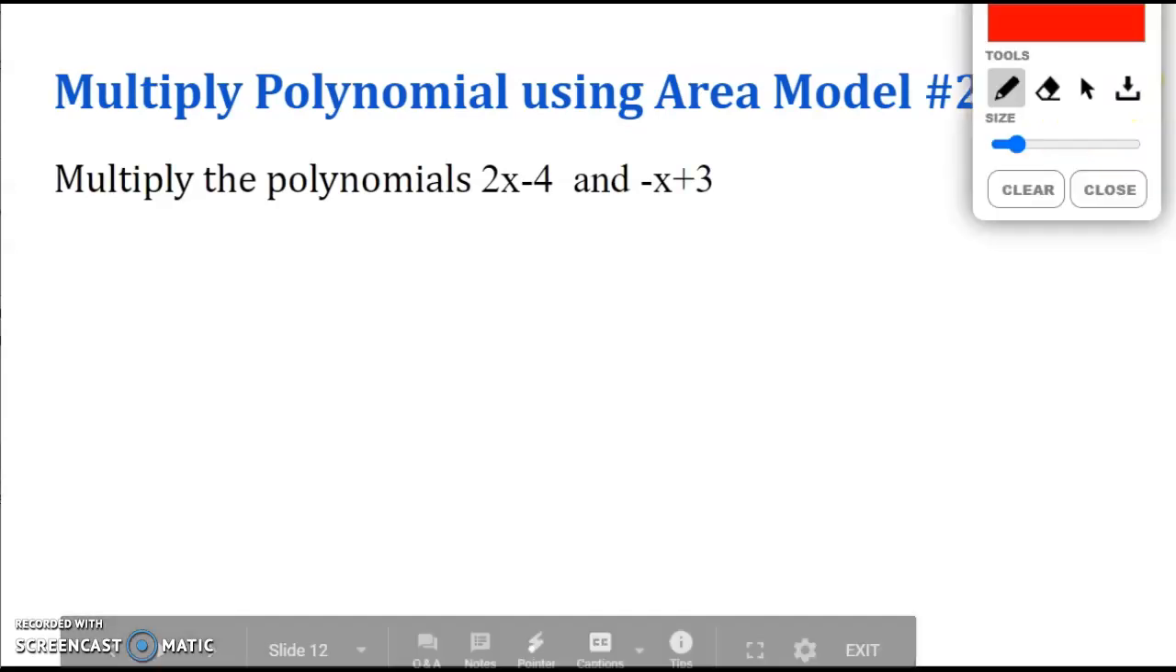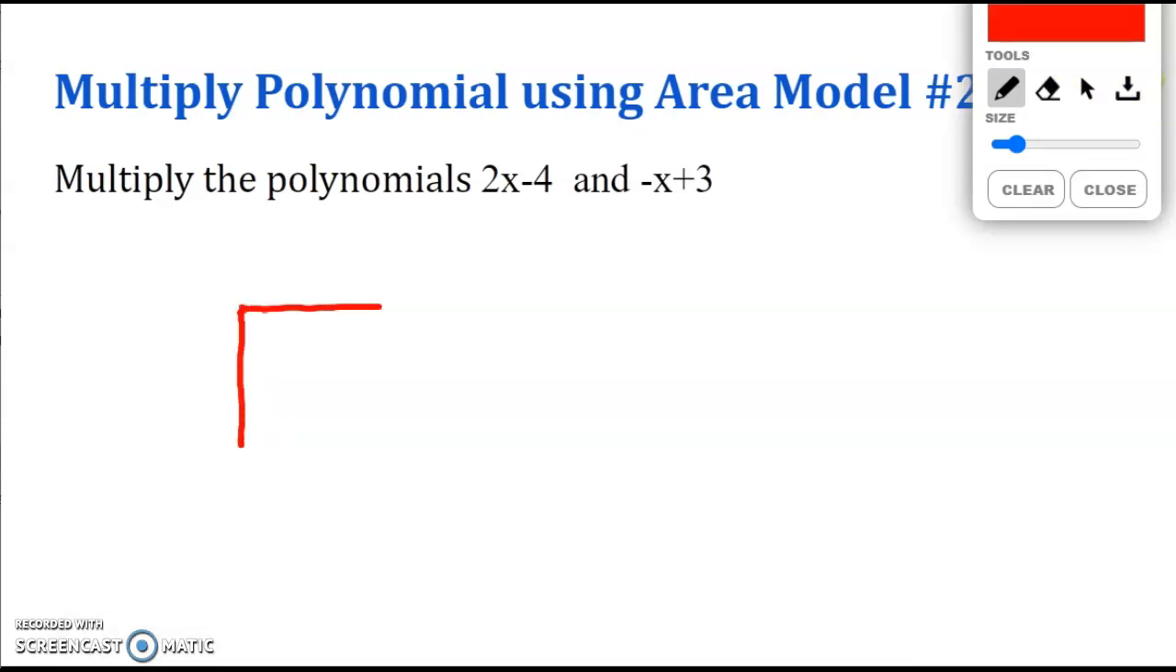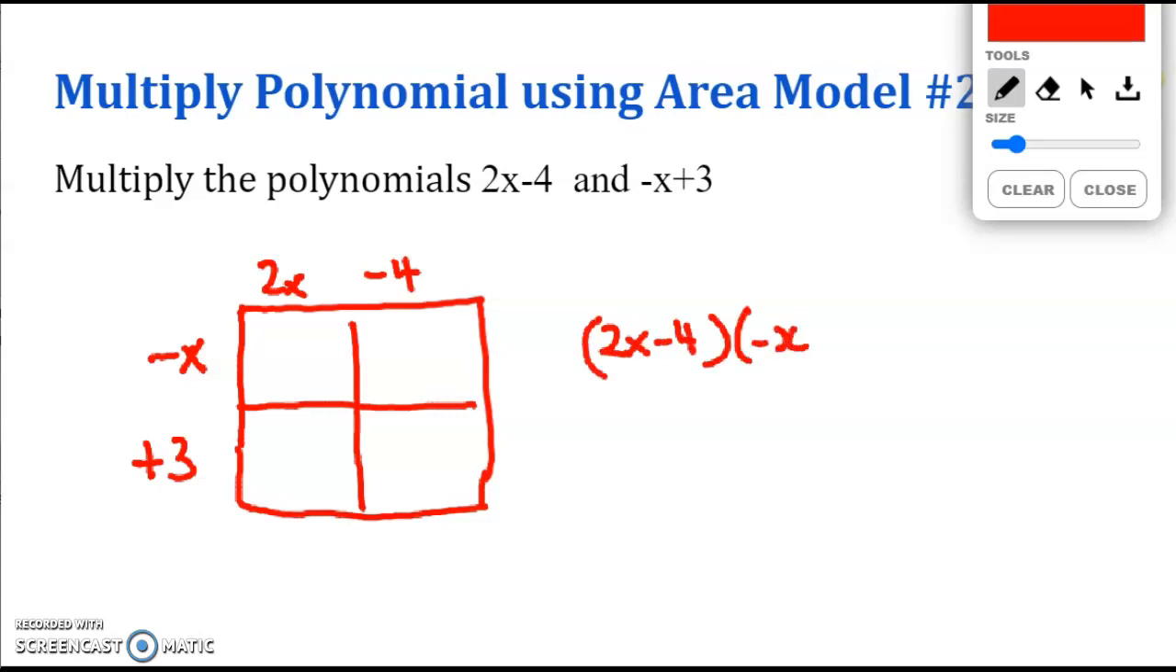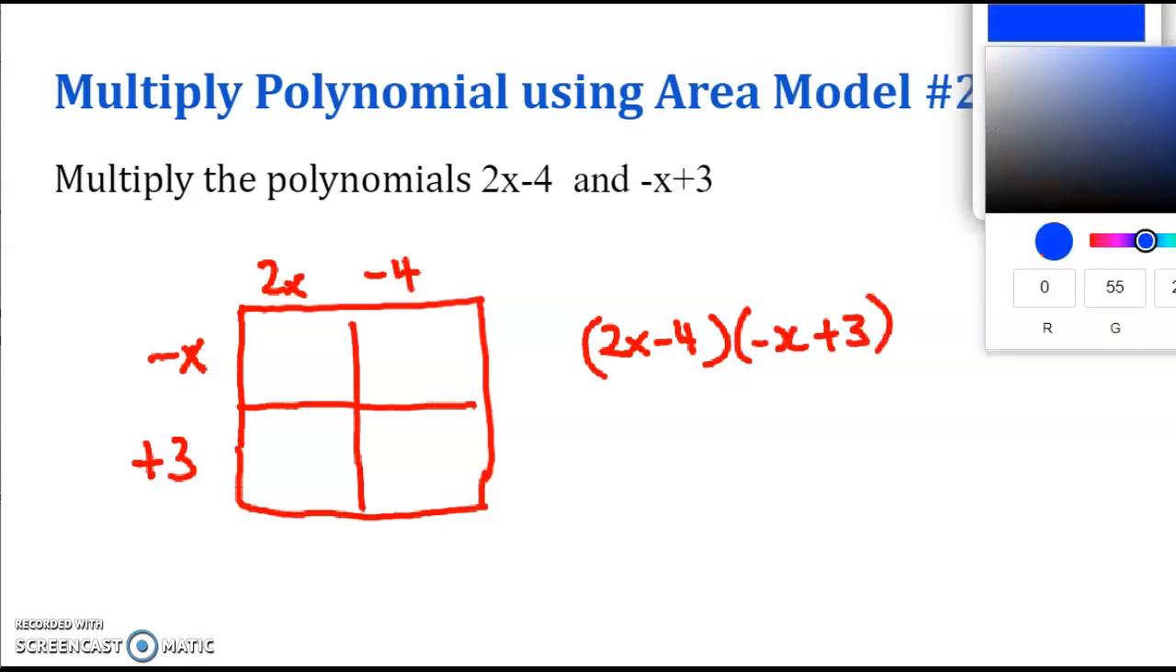So let's try that. Okay, so you need to start with a rectangle. What is the length? That's going to be 2x minus 4. What is the width? It's negative x plus 3. Okay, so that means what is the area going to be? So it's going to be 2x minus 4 multiplied by negative x plus 3. That's what we are multiplying. And this is the area as the product.